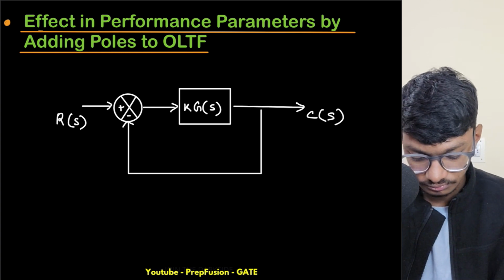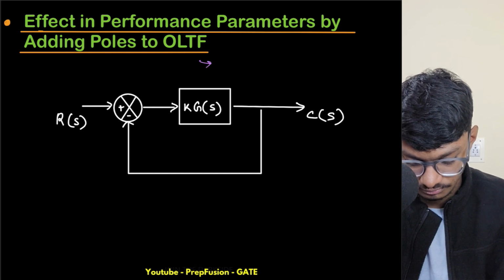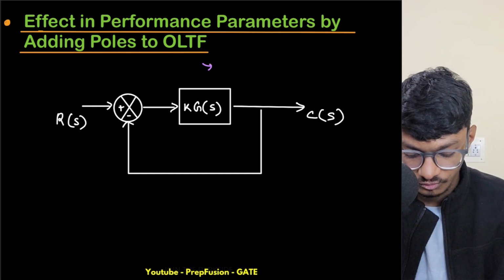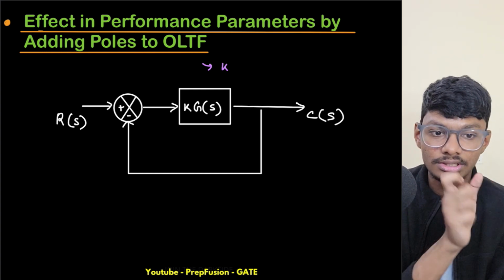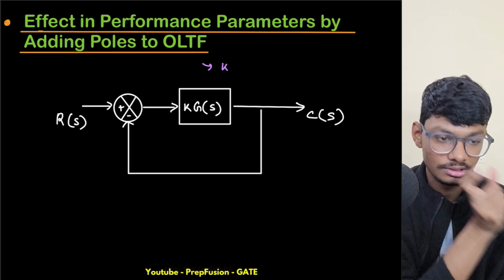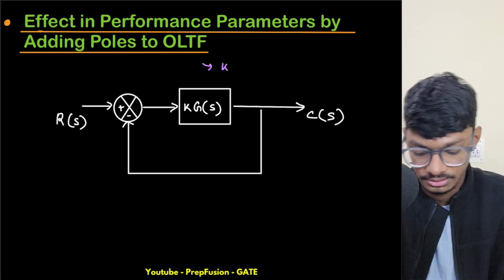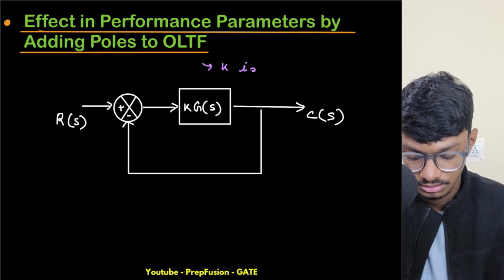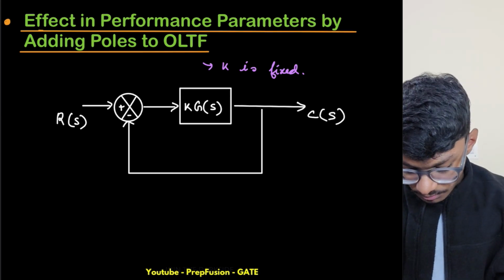So here my k will be fixed, else we won't be able to analyze this, because if k is also varying and we're adding poles, then we won't be able to compare apples to apples, simply the performance parameters. We want to see how the zeta varies, how the MPO varies, all those things. So here k is fixed.